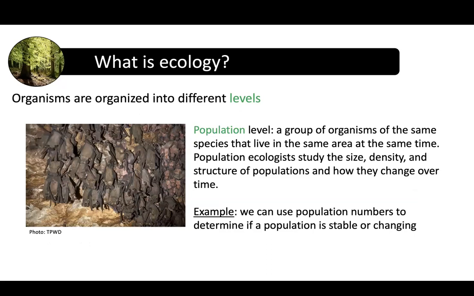The next level is a population, which is a group of organisms or individuals of the same species that live in the same area at the same time. Population ecologists study the size, density, and structure of populations and how those change over time. So, for example, this is a colony of Mexican free-tailed bats. And we can use these population numbers to determine if a population is stable or changing. Another example would be to think of humans. Our population is growing every year. So again, it's just a group of organisms of the same species at one point in time.